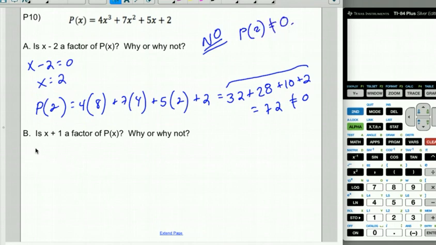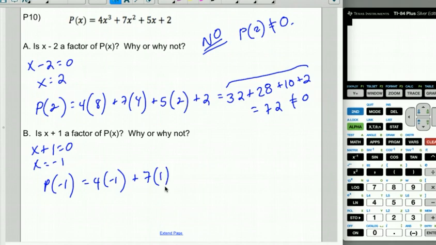For the second one, if x plus 1 is the factor, then x equals negative 1 would be the root. So let's see what p of negative 1 is. Well, that's going to be 4 times negative 1, right, because the negative 1 cubed would come out negative, and 7 times a positive 1, because you're squaring negative 1, 5 times negative 1, and a 2, right? So I seem to get negative 4 plus 7 minus 5 plus 2. Again, I don't care if you go straight across.